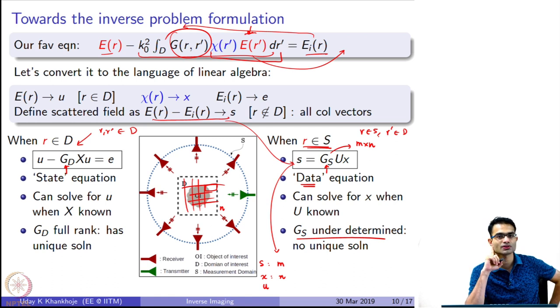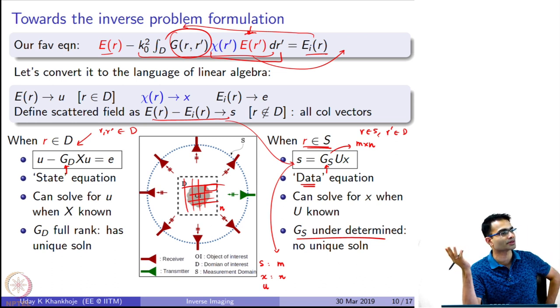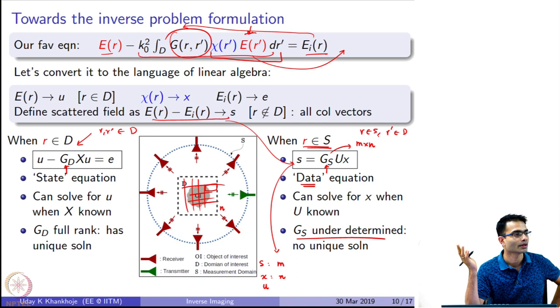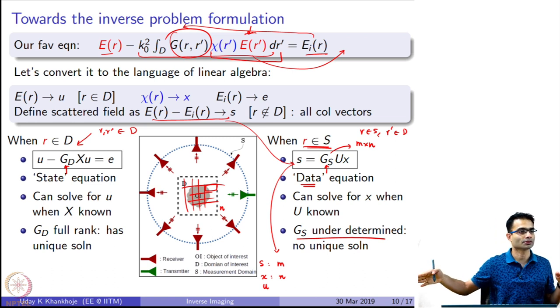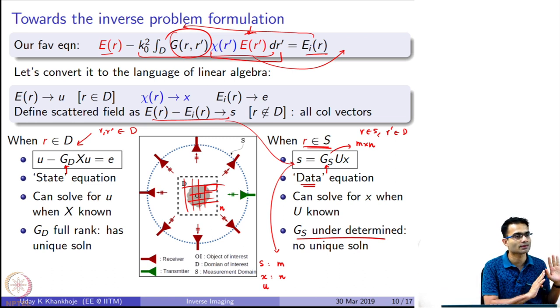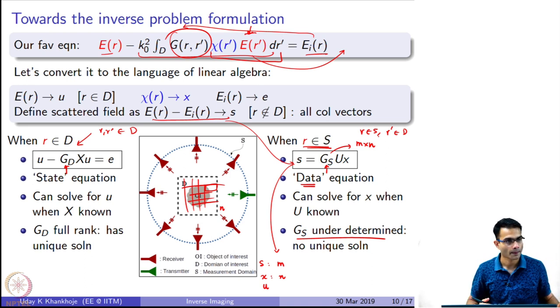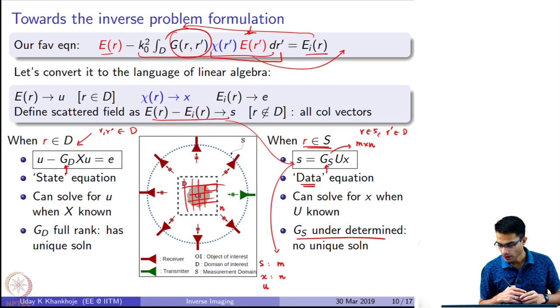So this is the reason why this is an underdetermined system of equations. And what is the problem with underdetermined systems? From linear algebra, how many solutions does an underdetermined system have? Infinite solutions. You can have a solution in the row space, but there are infinite null space components which can all give you exactly the same S. So this is the challenge of this problem. And M is the number of measurements.